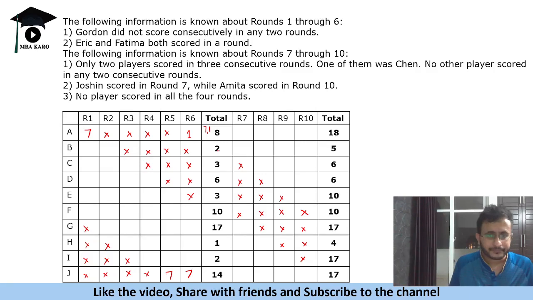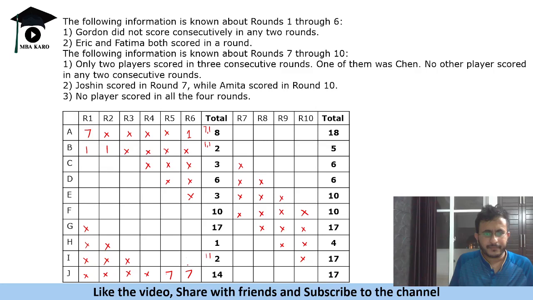Now this player has got 2 points in 2 rounds. So the only possibility is 1 and 1. So we shall fill 1 and 1 here. This player has participated in 3 rounds and the score is 2, right? So it is going to be 1 and 1 again.